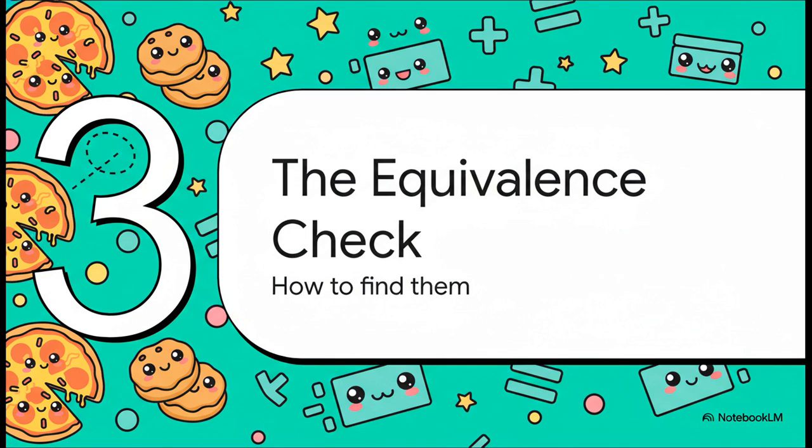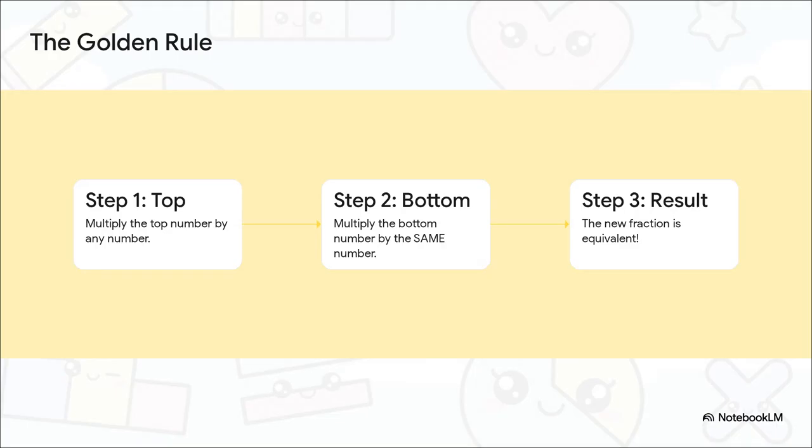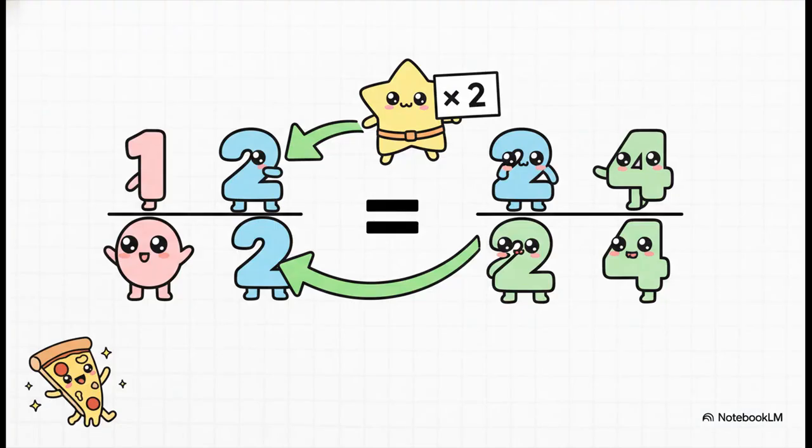So seeing it with food is great, but how can we figure this out without having to draw pictures every time? Well, there's a really simple rule for this, and we're going to check it out right now. This is what I like to call the golden rule. And it's so easy. It's this. Whatever you do to the top number of a fraction, we call that the numerator, you have to do the exact same thing to the bottom number, which we call the denominator. So if you multiply the top by 2, you have to multiply the bottom by 2. That's it.